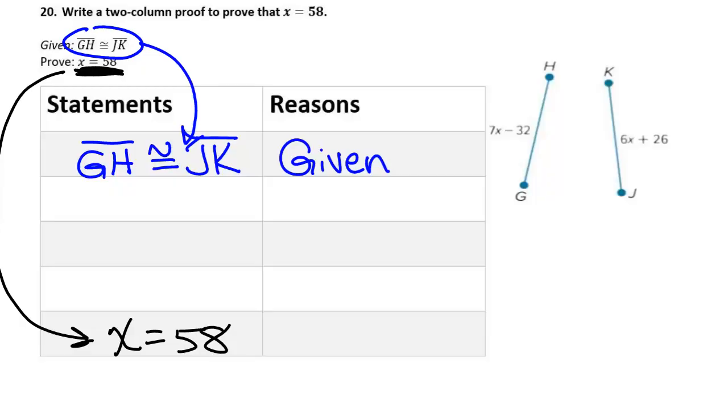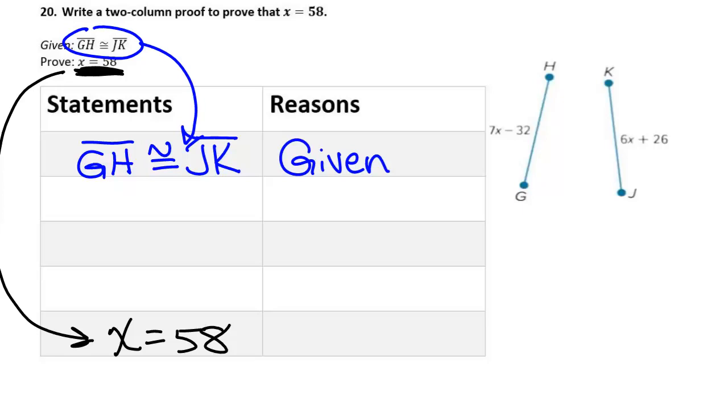No. Do I have any way of knowing what this reason is yet? Nope. I got to know what this statement is before I'll know this reason, because I have to see what changes to figure out this reason. All right, let's look at where we're starting, look at where we're trying to get to, and see if we can figure out what our next step should be.